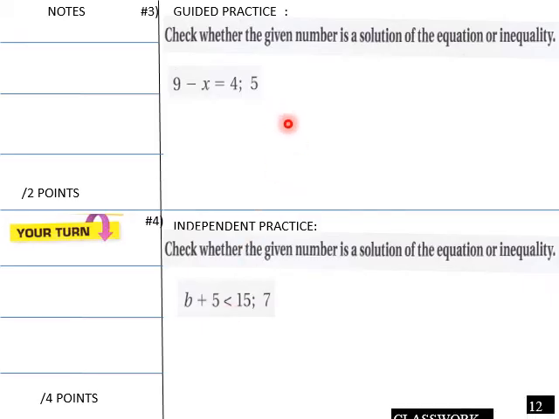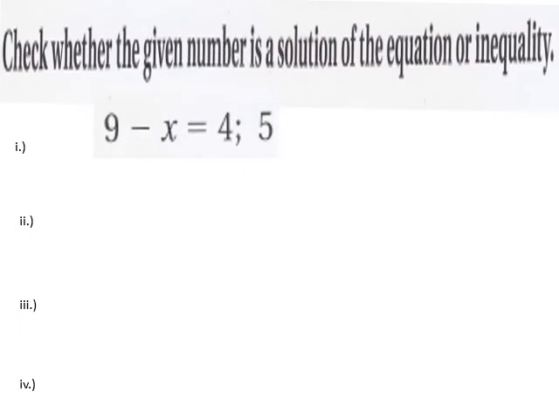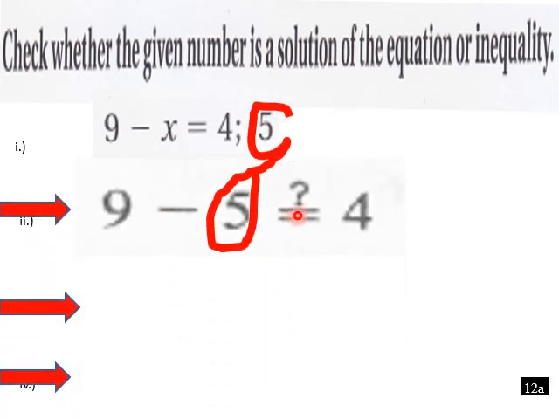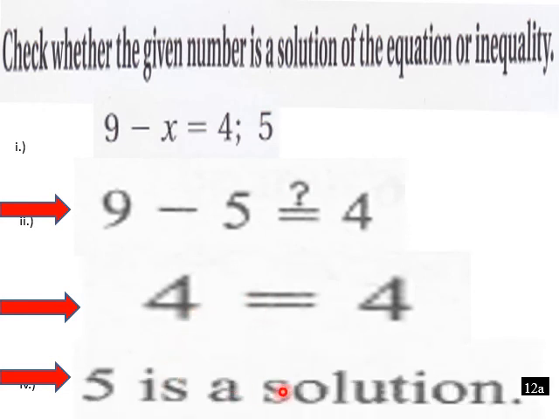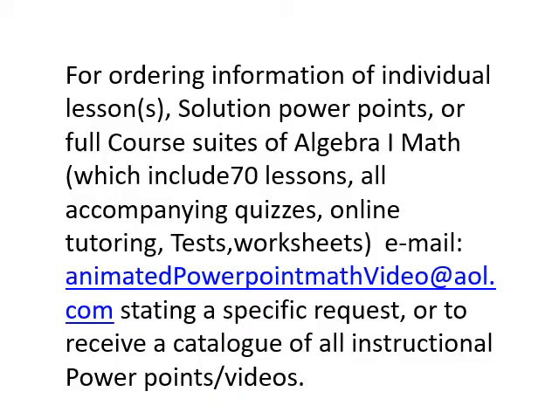Okay, our guided practice. Decide whether the given number is a solution to the equation or inequality. Students, this is yours here. We're going to do this now. So we have this situation here. Check whether the given number is a solution. We're going to check whether 5, when you plug it into here, is a solution to that. And sure enough, 9 minus 5 is 4 equals 4. So 5 would be a solution to this equation here.